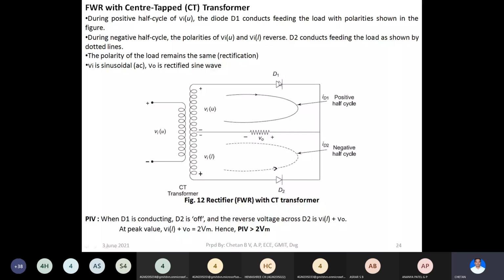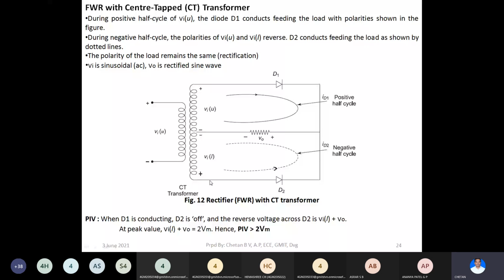Therefore, D1 would be forward biased during the positive half cycle of input, and current will flow in this direction, which is indicated through this continuous line. It will flow through this load resistance. And during the negative half cycle, the polarity at D1 will be negative. Therefore, D1 will be reverse biased, whereas D2 will be forward biased during the negative half cycle.